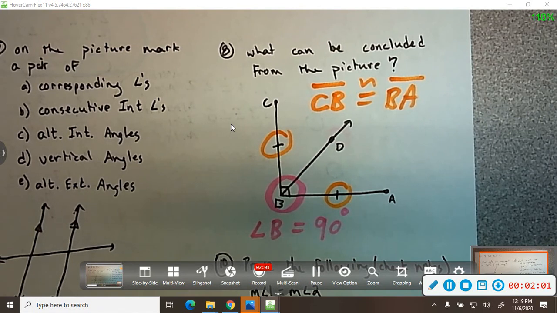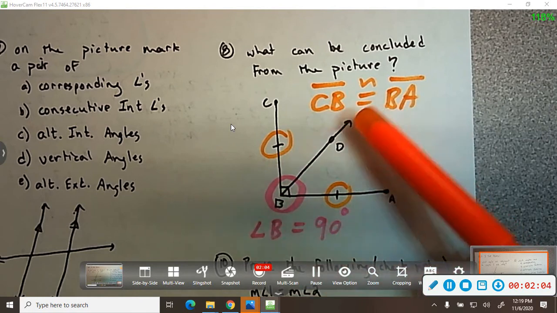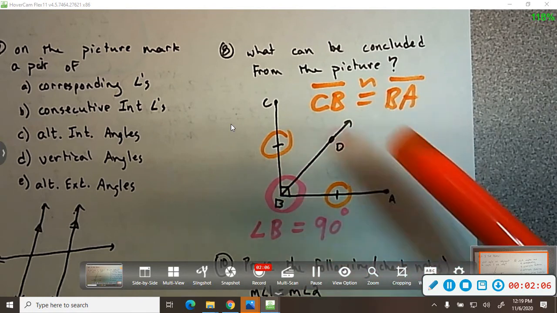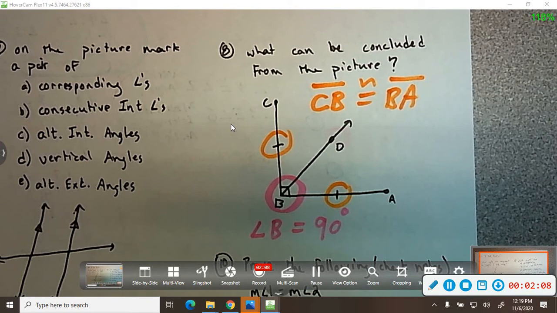Okay, if they asked about the ray, this is ray BD. It's a ray because it starts off here, goes in one direction. But other than that, I don't see anything else that I could conclude from this picture.